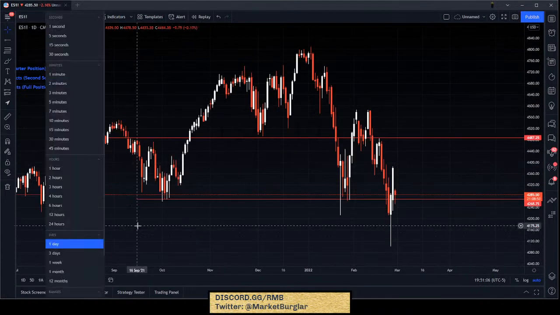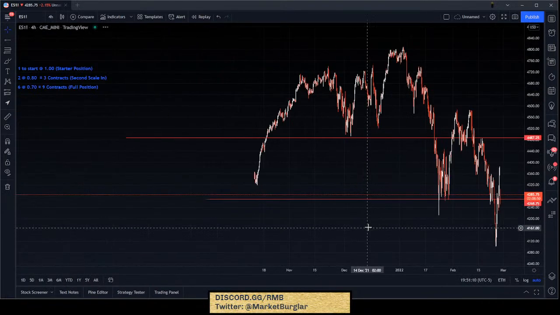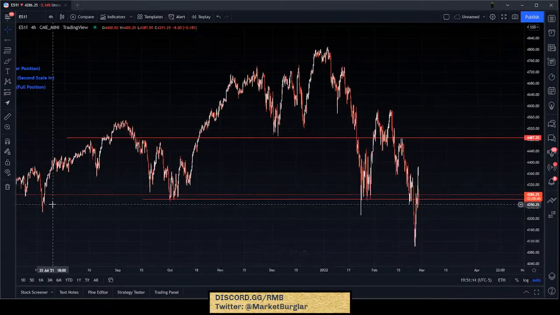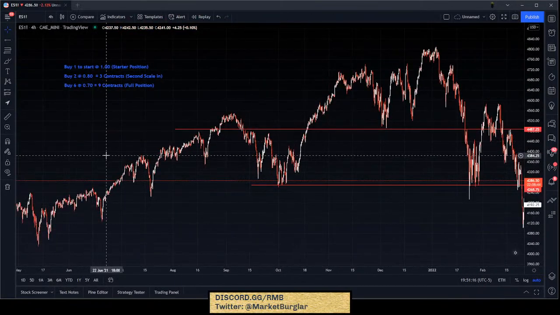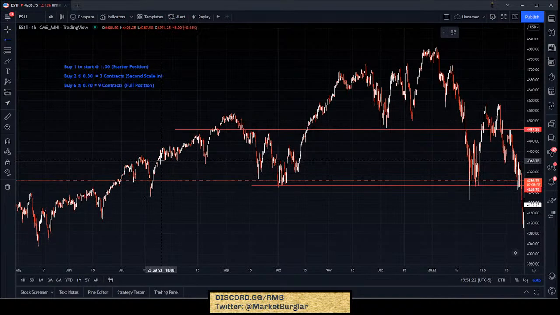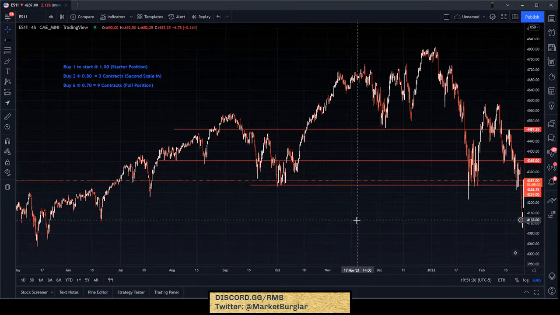I'm actually going to move it down to the 4-hour chart. It's easier to find them on here than the 1 day. Real simple. Just find these bottoms of consolidation ranges.